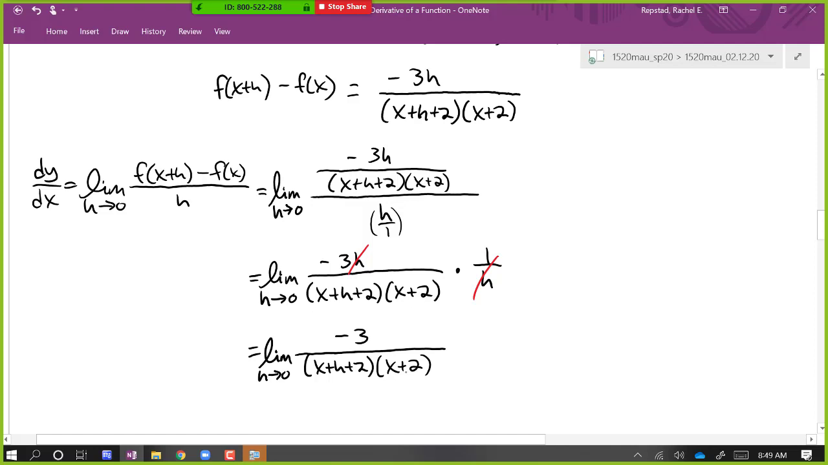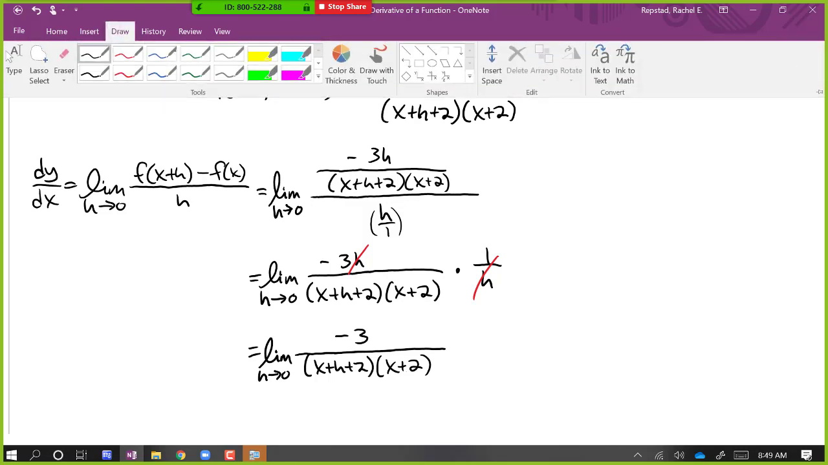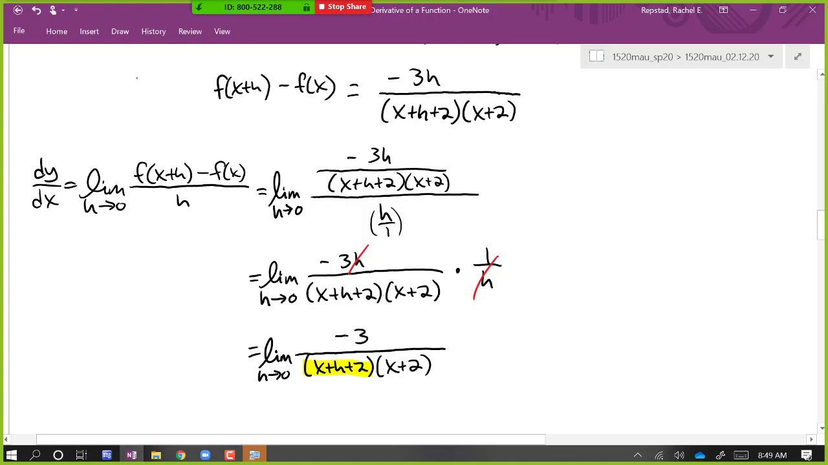You'll notice now, if you look at this limit, there is an h in the bottom, but that doesn't bother us because it's not a factor of h. It's not h times some stuff. h is just a term in one of the factors. So if we look at this term right here, as h approaches 0, x plus h plus 2 approaches x plus 2.